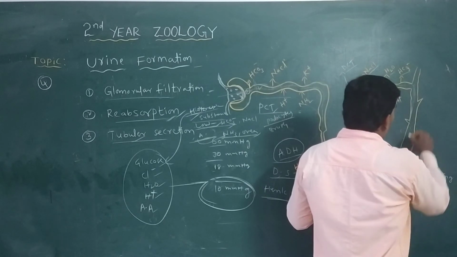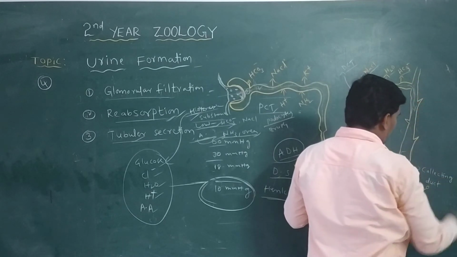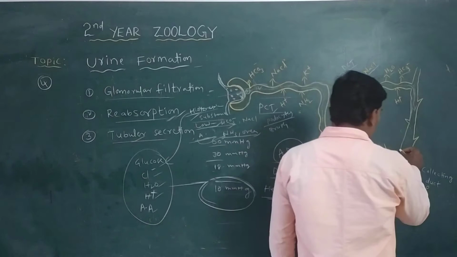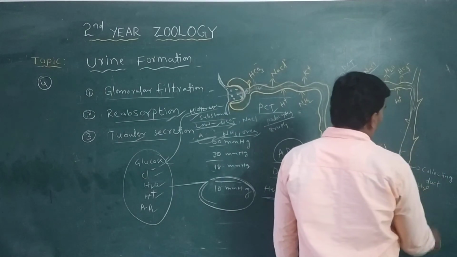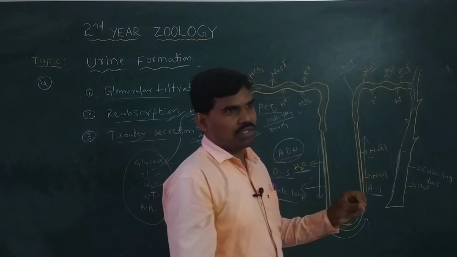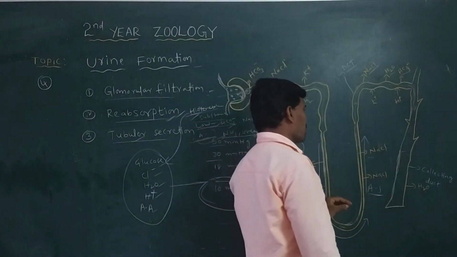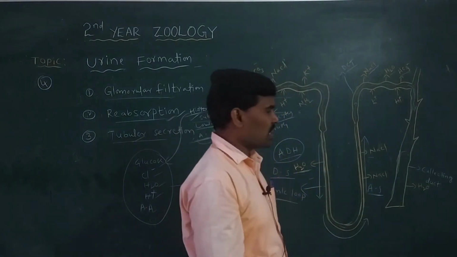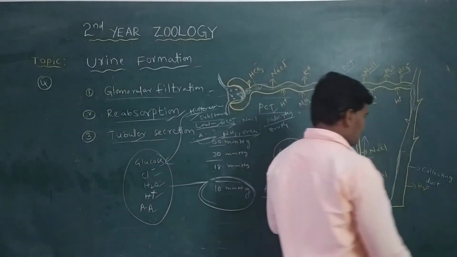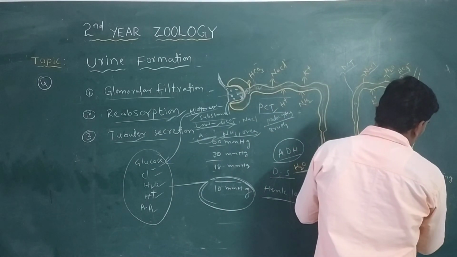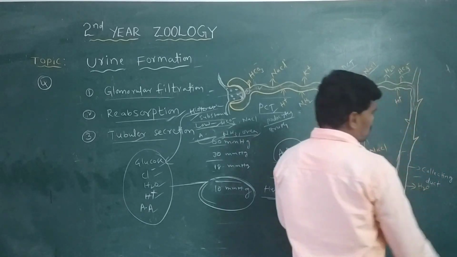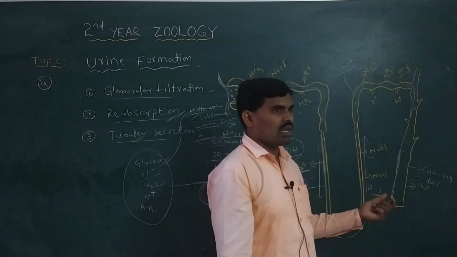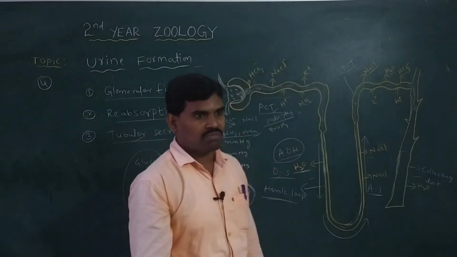The fluid entering the collecting duct is hypertonic. In this hypertonic fluid there are only a few water molecules and a few other waste materials, so mostly waste materials make up the hypertonic urine. Once again, the remaining water molecules are reabsorbed through the collecting duct walls, leaving only 1% water in the hypertonic urine.